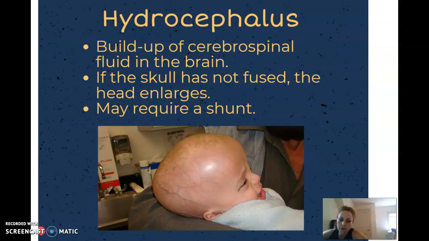So this baby may require a shunt to drain some of that cerebrospinal fluid back into the cardiovascular system, right into the blood, and the kidney will filter it. So that may be enough. It needs to be recognized early enough that something can be done before permanent damage occurs.